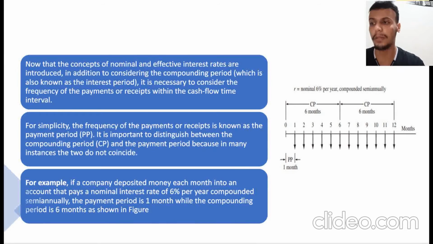coincide. For example, if a company deposits money each month into an account with a nominal rate of 6% per year, compounded semiannually, it means the deposit of the company earns 6% per year. Similarly, the payment period is 1 month, while the compounding period is 6 months, as shown in the figure. You can see more explanation of what we say in this photo.